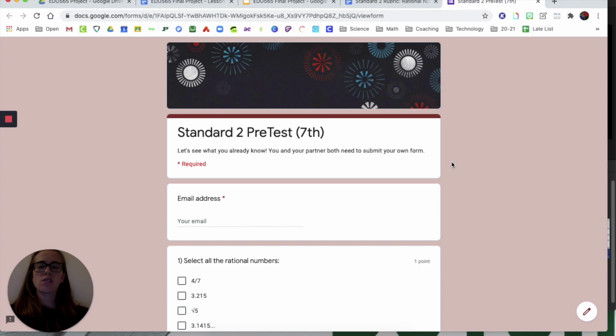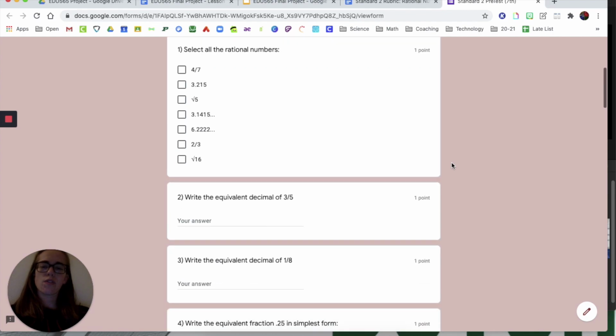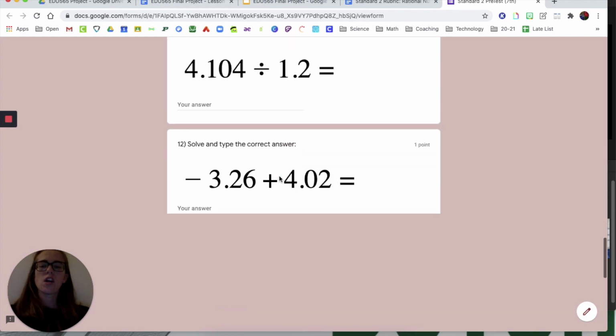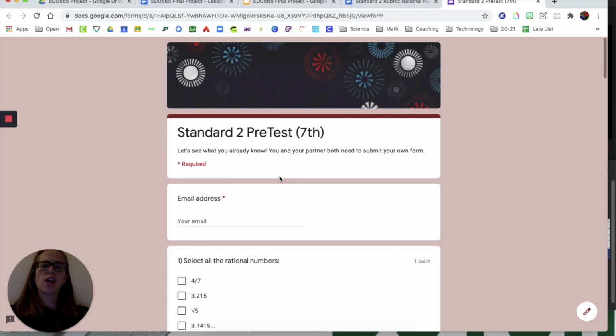So this pretest is going to collect background knowledge and help retrieve some of those ideas from previous grades. This is the one that I would give the majority of my students. There's a variety of questions. Some are fill in the blank, some are multiple choice. There are some word problems down here, and just a nice little variety to try and retrieve some of that memory from before.